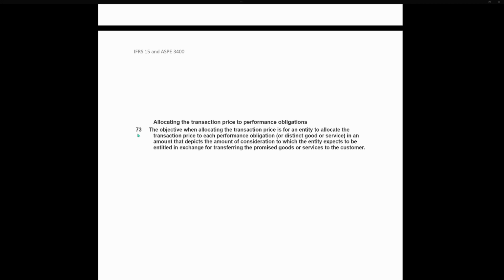For example, you have 5 different products in the company that are distinct from each other, and you have to allocate the transaction price to each performance obligation or distinct good or service separately from each other based on the standalone selling price. In the next video, I will go through Appendix B of IFRS 15, which is talking about the tricky paragraphs. So let's see the same general rules in ASPE 3400.